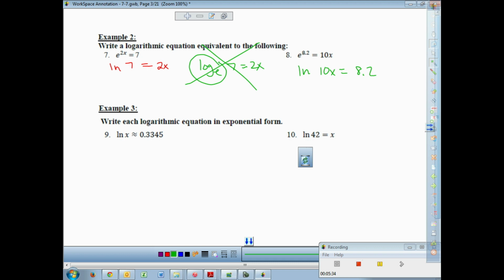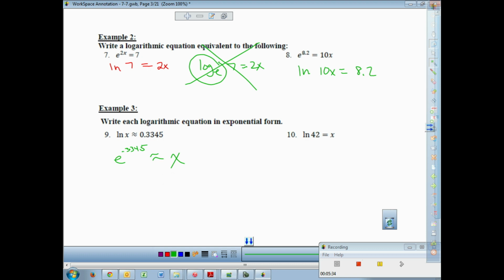All they asked us to do was rewrite them, going back to square one with our logarithms, except these are now natural logs. Then they say write these in exponential form. They used an approximate symbol, so we'll use an approximate symbol. What's the base? e is the base. What's the exponent? It's this 0.3345. And then since they use an approximate, I'll use an approximate of the argument right there.